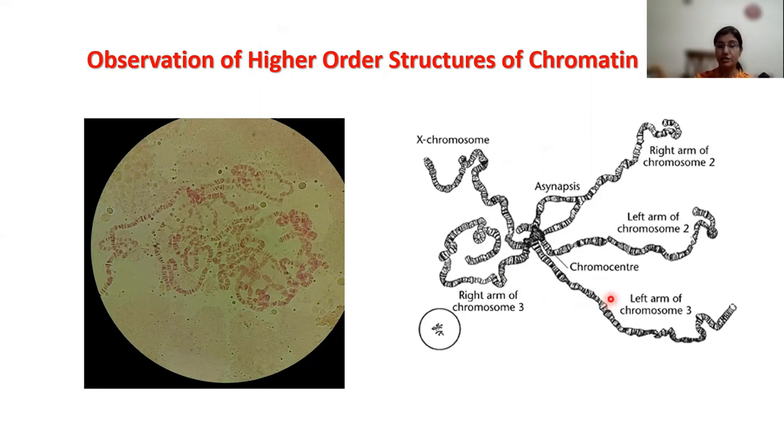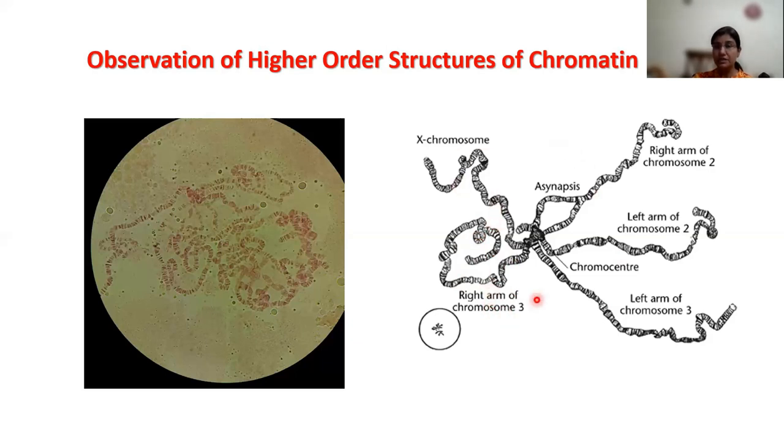they maintain their lateral association in such a way that they are differentially coiled. And they also remain in their full length. So they result in a characteristic pattern of coiling.